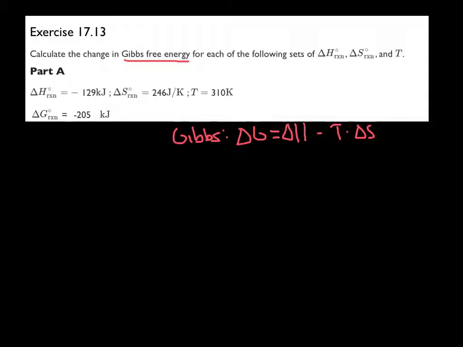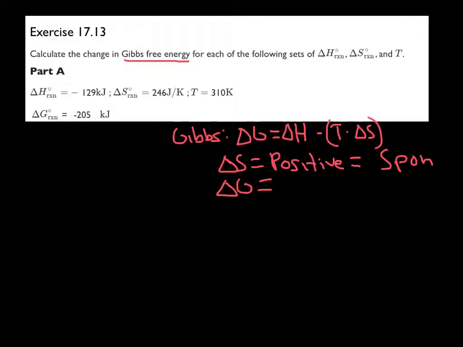Delta H minus T times delta S. So obviously temperature plays an effect here with the entropy, as we all know. So let's do a quick little review. We know that when delta S is positive, it's spontaneous. Now, what's delta G? Say delta G is positive, is it also spontaneous? No, because of how the algebra plays out. When delta G is negative, it is spontaneous.